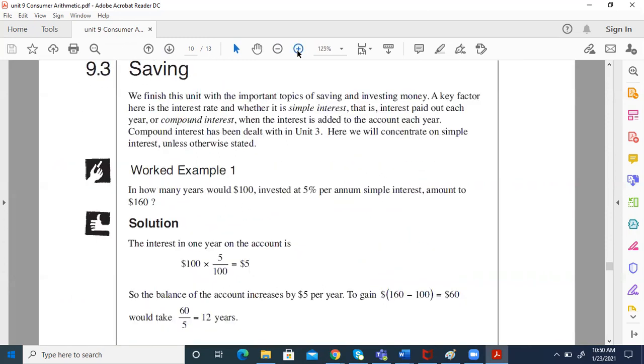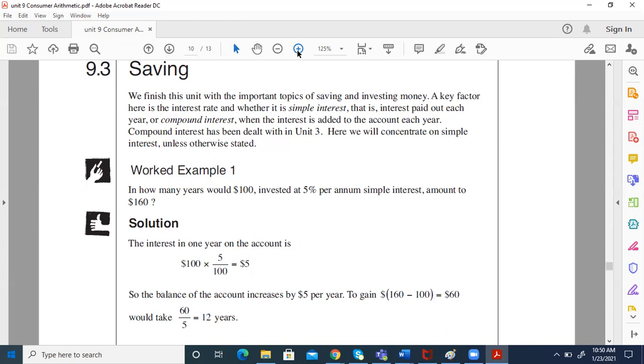It says we finish this unit with the important topics of saving and investing money. A key factor here is the interest rate and whether it is simple interest, that is, interest paid out each year, or compound interest, when the interest is added to the account each year. Compound interest has been dealt with in Unit 3. Here we will concentrate on simple interest unless otherwise stated.